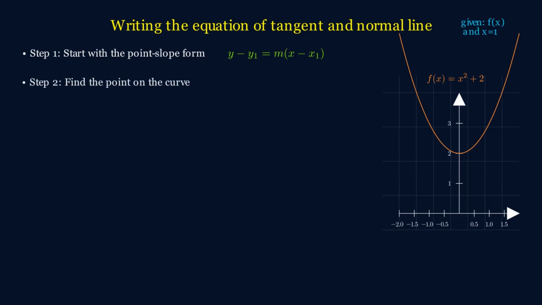Then we find the point on the curve. Plug in x equals 1 into f of x. F of 1 equals 1 squared plus 2. That's 3. So our point is 1, 3.